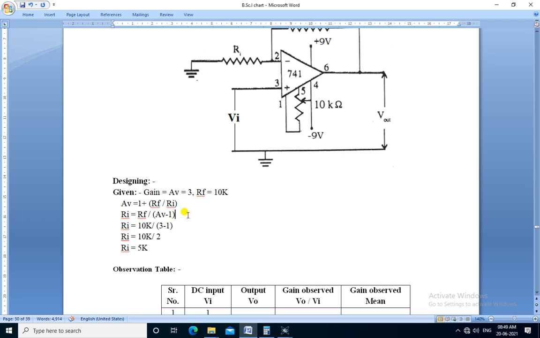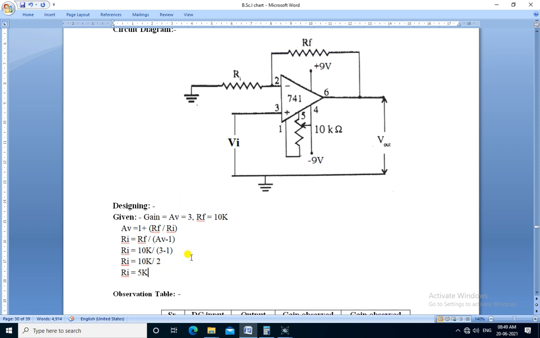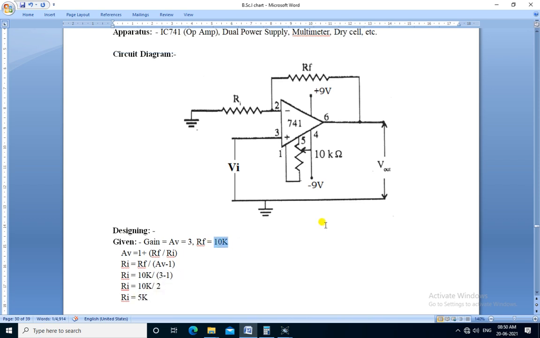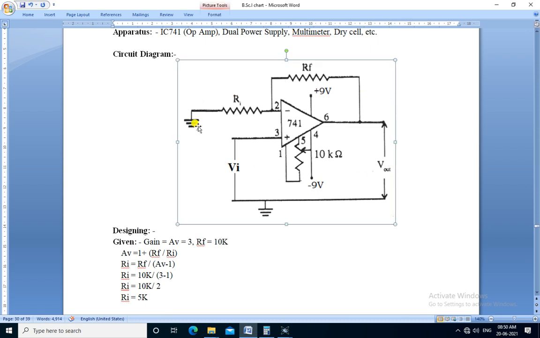We substitute the value of RF and AV. So Ri is equal to 10K divided by 3 minus 1. Therefore Ri is equal to 10K divided by 2, and Ri is equal to 5K. So we use the Ri of 5K and RF of 10K and design this circuit.